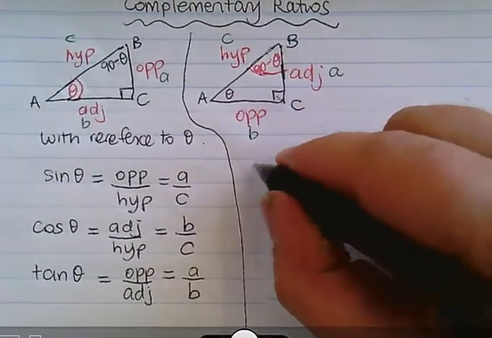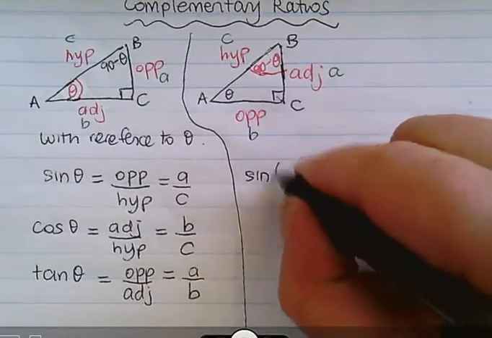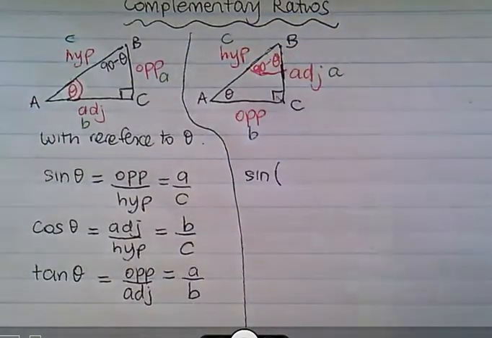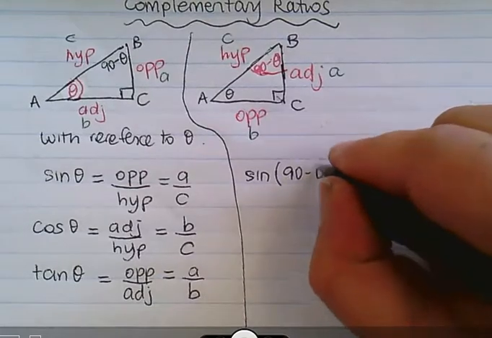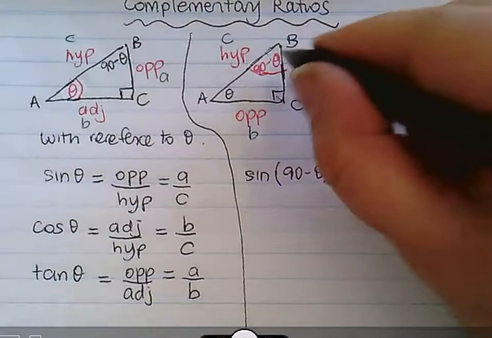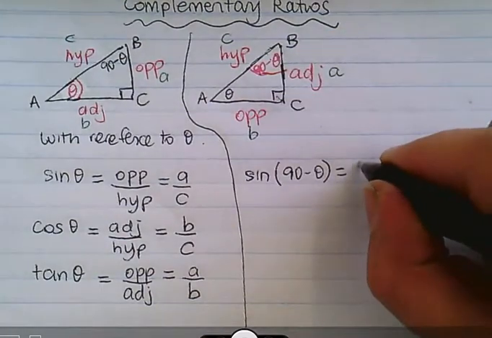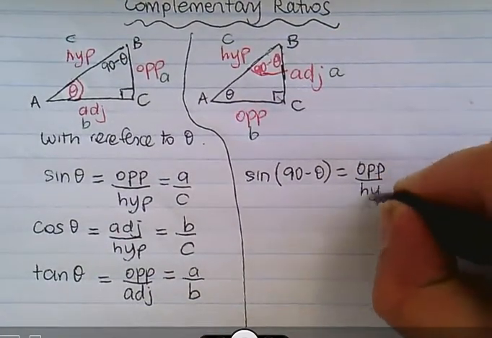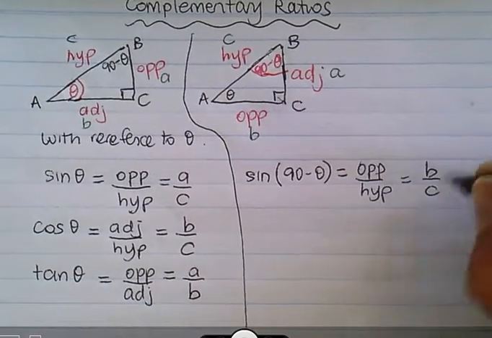Let's just do sine and cos. Now this time we're going from the other angle, sine of 90 minus theta. Not sine of theta, sine of 90 minus theta is what? Sine is always opposite over hypotenuse, but this time it's B over C.